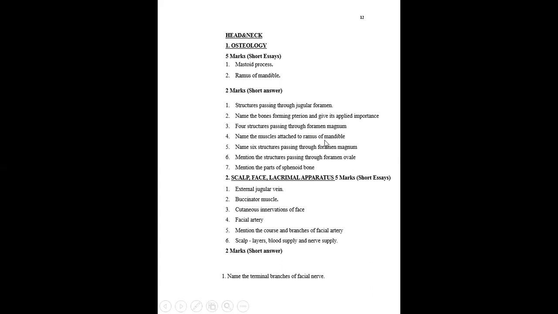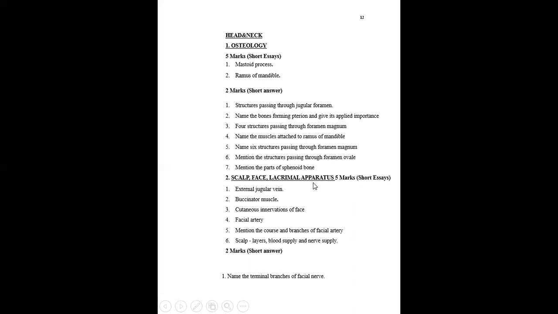Name the muscles attached to ramus of mandible. Name 6 structures passing through foramen magnum. So foramen magnum is again asked here. Mention the structures passing through foramen ovale. So foramen ovale asked, as I said before. Mention the parts of sphenoid bone. A similar question like mention the parts of temporal bone can also be asked.